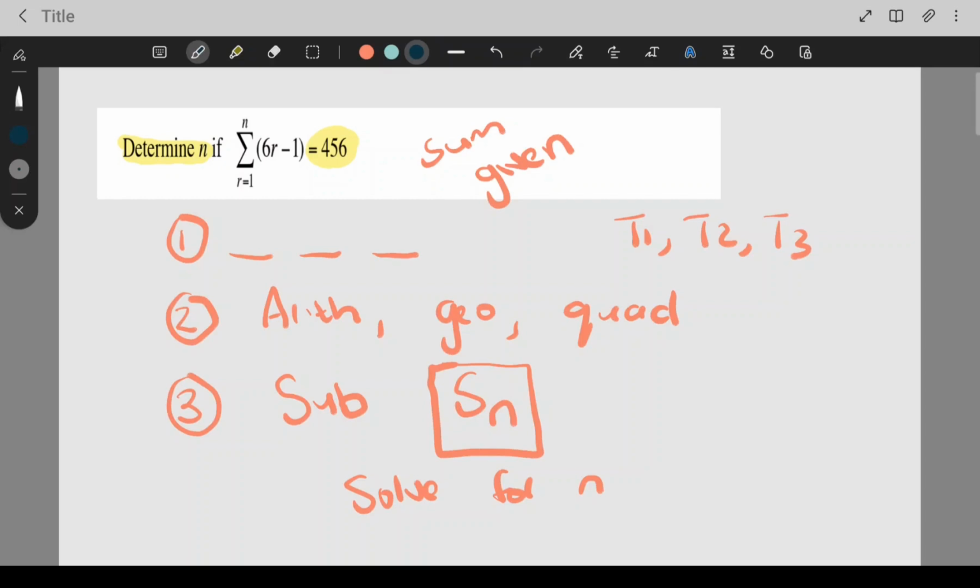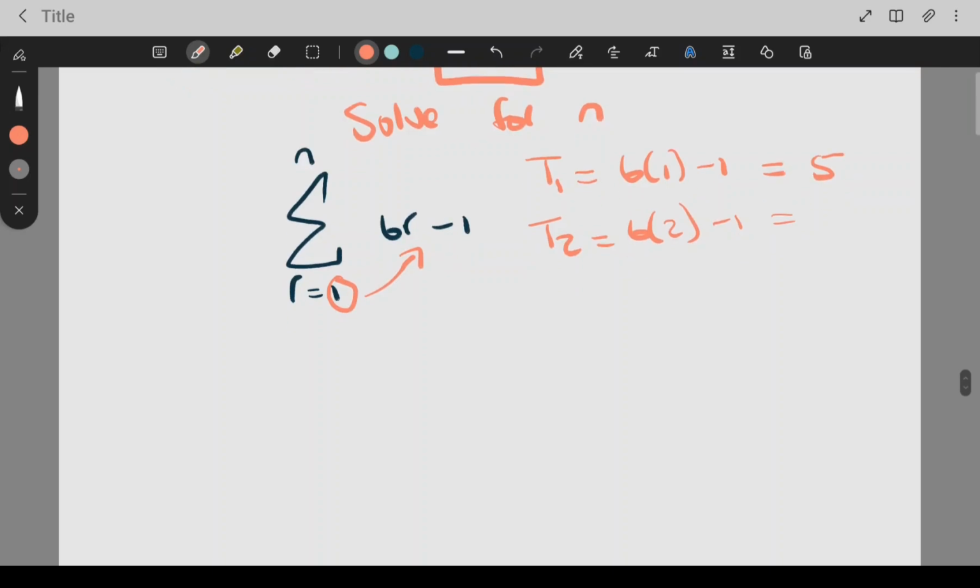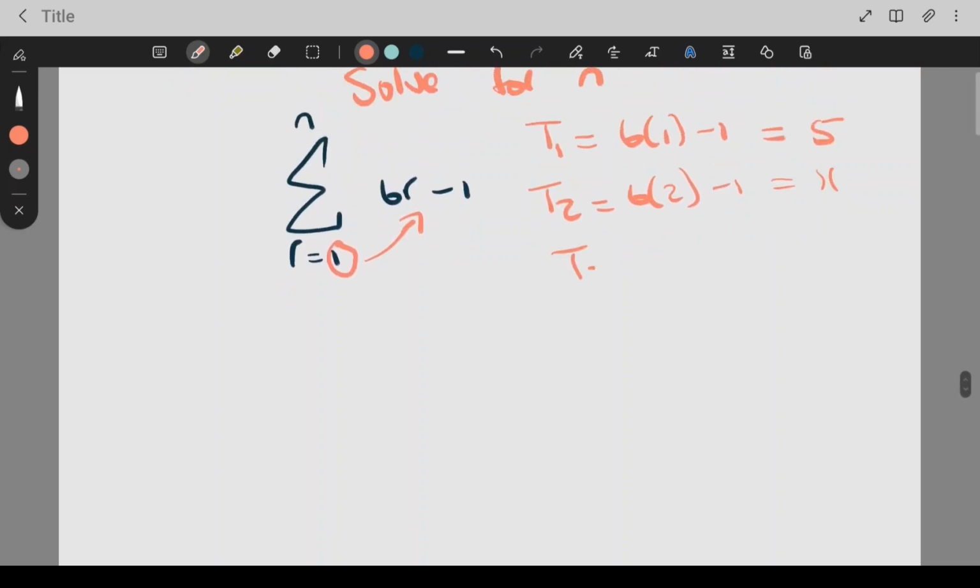Now, to find the first term, you have to sub in this number into the general term. To get term 1, I sub in this 1 into that. 6 times 1 minus 1 gives me 5. Term 1 is 5. Term 2 is 6 times 2 minus 1, and that gives me 11. Term 3, 6 times 3 minus 1, gives me 17. So I have my first 3 terms. As you can see, I'm adding 6 the whole time. That means this is an arithmetic series.